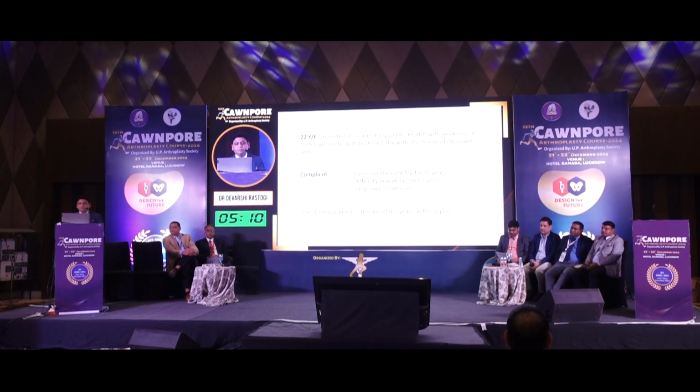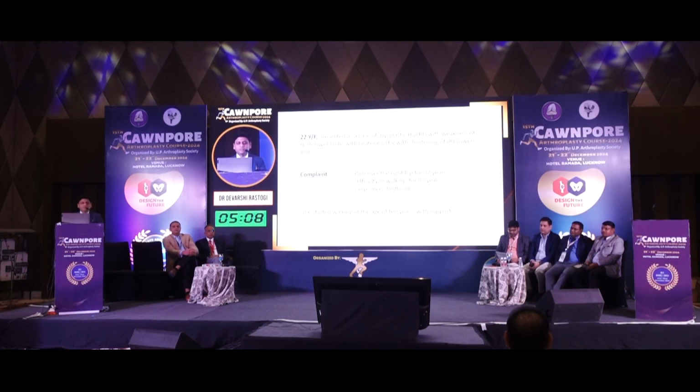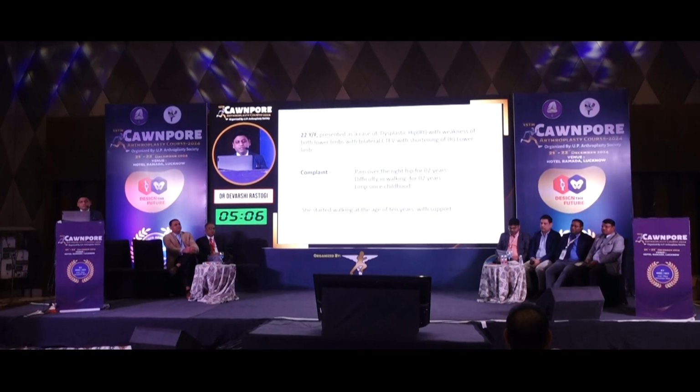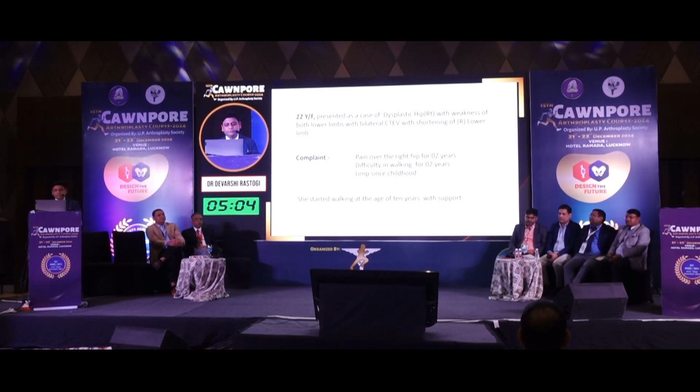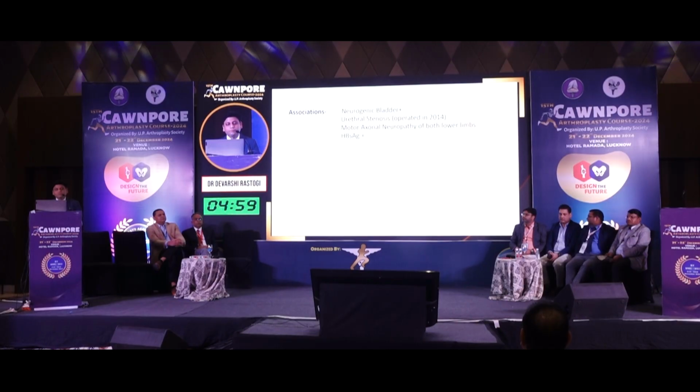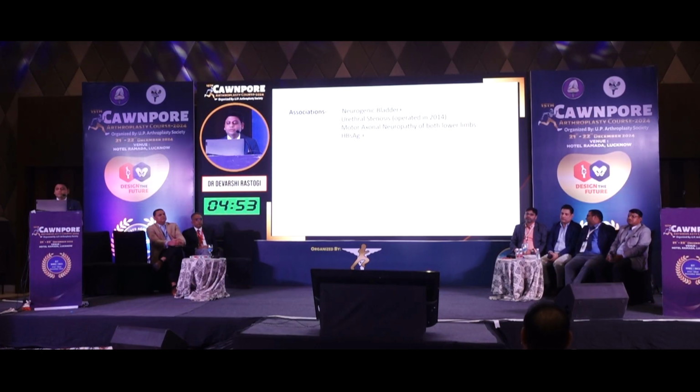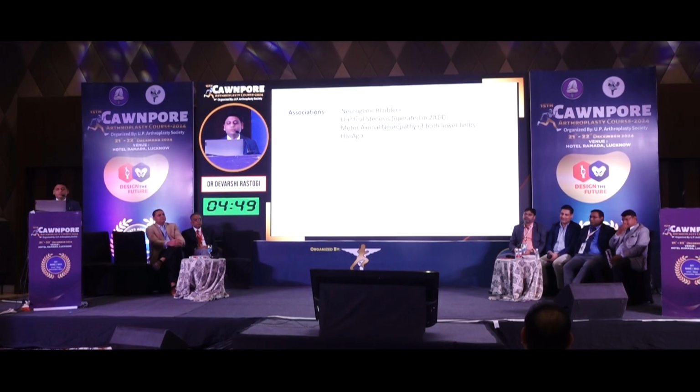She had the complaint of pain over the right hip for 2 years, difficulty in walking for 2 years, and limp since childhood. She started walking at the age of 10 years with support. She was also having neurogenic bladder and got operated for urethral stenosis in 2014. And she had motor axonal neuropathy of both lower limbs.